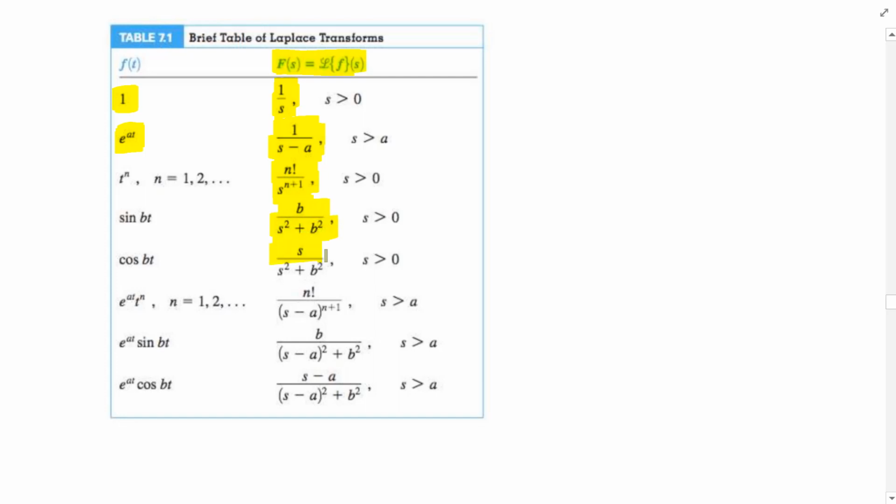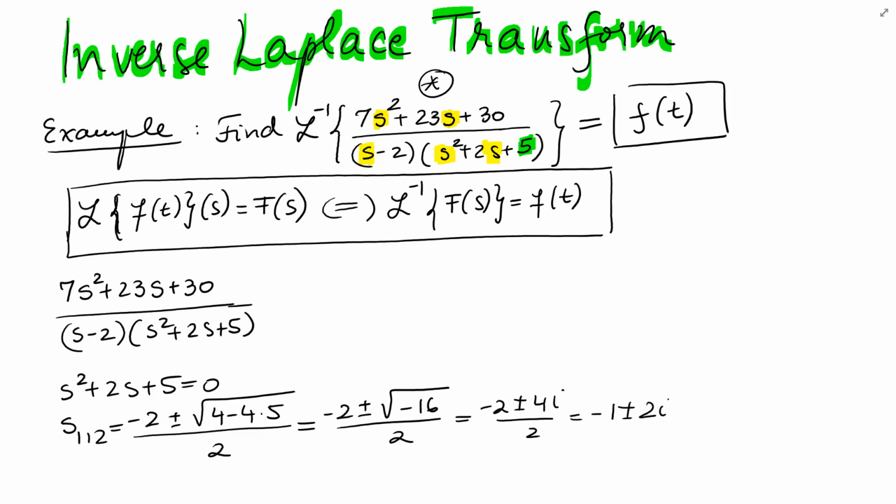But if we take a look at all these functions, they don't look quite like the function that we have. So we will have to break down this function, this rational expression, into something simpler. So how do we do that?